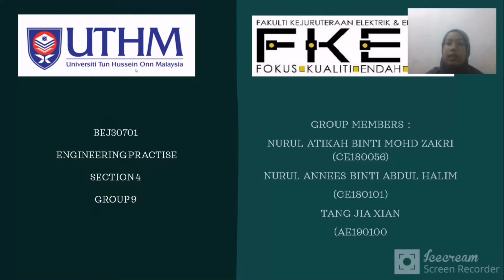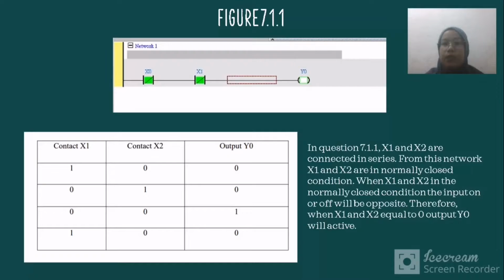So I will explain about figure 7.11. Here is figure 7.11 after we run it and go online. In question 11, S1 and S2 are connected in series. From this network, S1 and S2 are in nominally closed condition. When S1 and S2 are in the nominally closed condition, the input on/off will be opposite. Therefore, when S1 and S2 are equal to 0, output Y0 will exist.